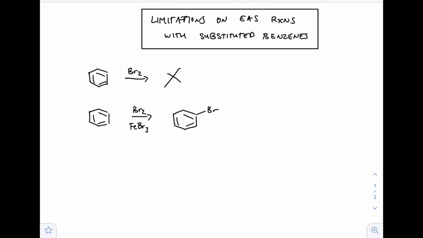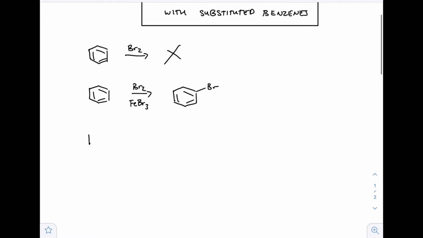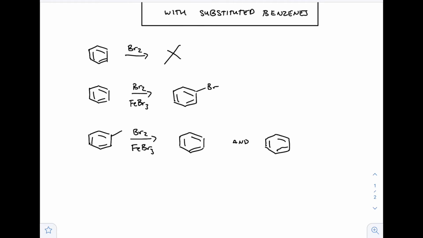It's also not an addition, it's a substitution, right? That's just EAS in a nutshell. So let's say we have this toluene, right? We got bromine and our Lewis acid, and then we've got some options, right? So where does that bromine go?